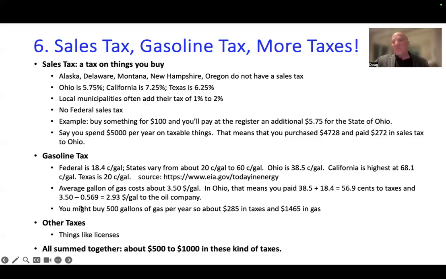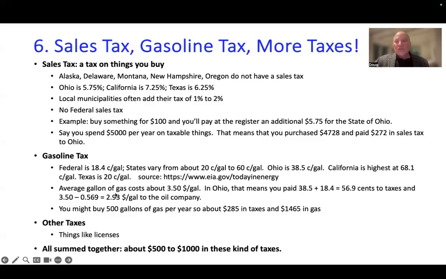There's one that I'm kind of familiar with because I'm an earth scientist and I deal with oil and so on. Gasoline tax. We often kind of ignore that. We just go to the pump, pay the price. Well, there's a lot of federal taxes being applied. That's 18 cents a gallon. States will be anywhere from 20 to 60 cents a gallon. Look, Ohio's around 40 cents a gallon and California is close to 70. Texas is much lower, right? So you can get those from the EIA.